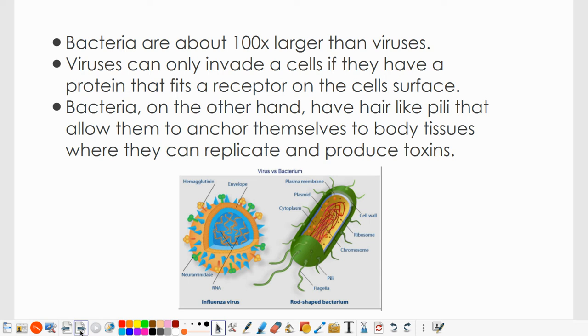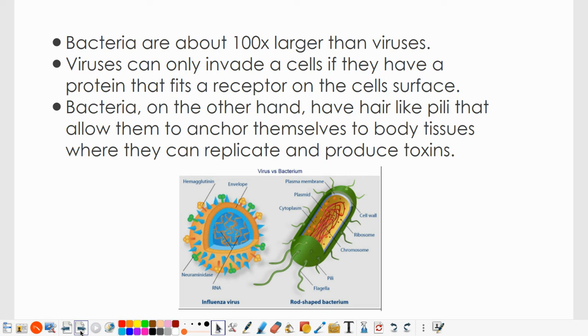Viruses are very specific to certain organisms. Viruses can only invade a cell if they have a protein that fits a certain receptor on that cell's surface. So again, COVID-19 can invade human cells because its spike protein can attach to receptors on human cells. And once they attach to that receptor, they can inject their RNA or DNA and make new copies. If they cannot attach to the specific cell, then they can't invade it, and you can't get sick.